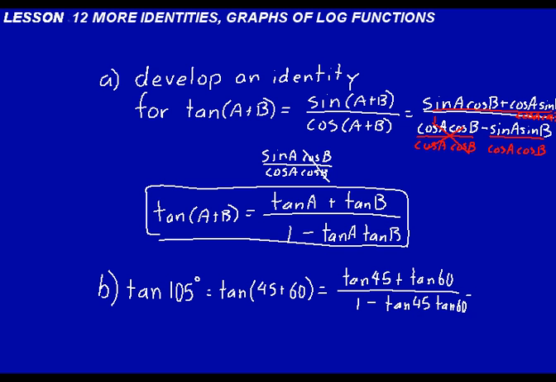So tangent of 45 degrees would just equal 1, right? And then tangent of 60, that would be the square root of 3. So we have 1 plus the square root of 3 over 1 minus 1 times the square root of 3. So 1 minus square root of 3 is on the bottom there. We don't want a radical sign in the denominator, so we multiply above and below by the conjugate of the denominator, 1 plus the square root of 3.